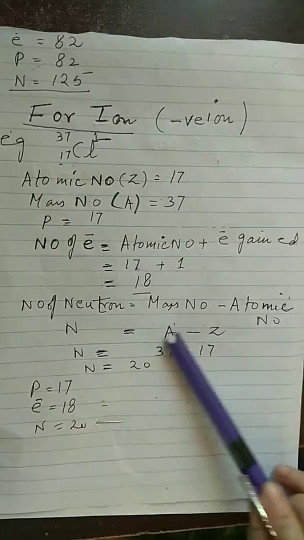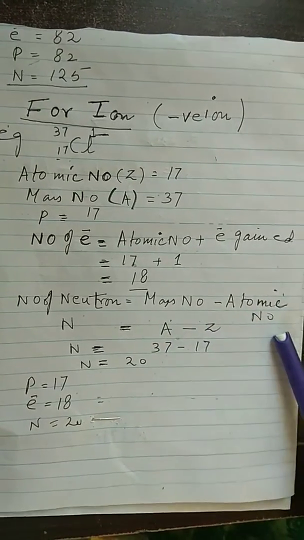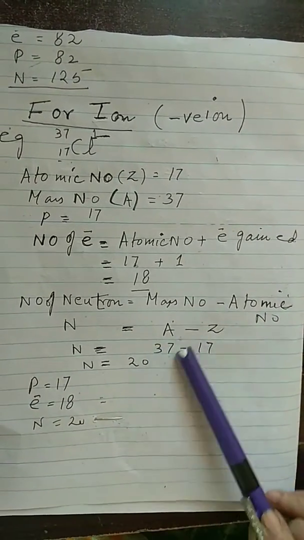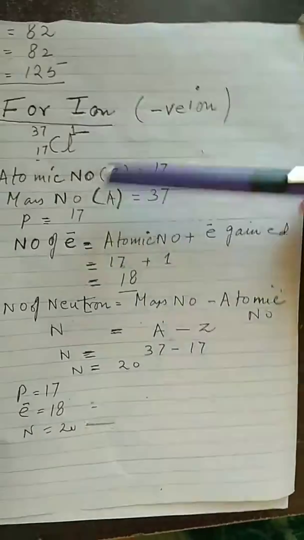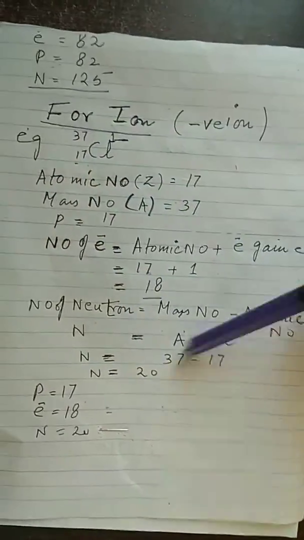Again, the number of neutrons, you know the formula, mass number minus atomic number, N is equal to A minus Z. That is, N is equal to mass number 37 minus 17, which is equal to 20.